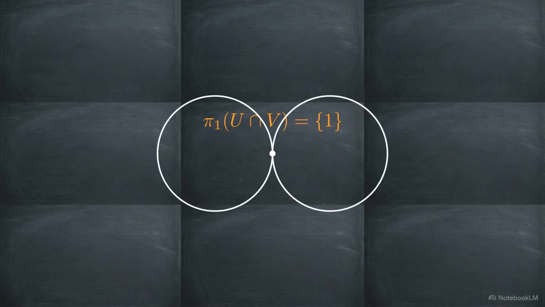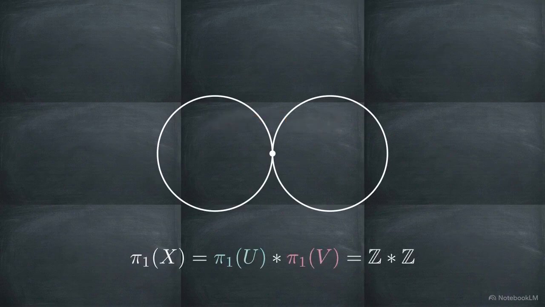Their intersection is the small X shape at the center. Because that shape can be continuously shrunk to a single point, it is contractible. Its fundamental group is trivial. A trivial intersection provides no new relations to mod out. The fundamental group of the figure-8 is simply the free product of the two individual Z groups.